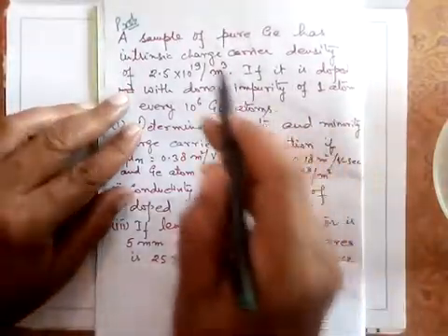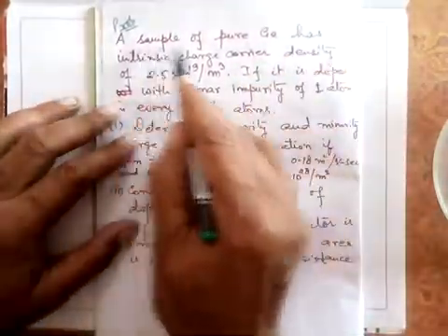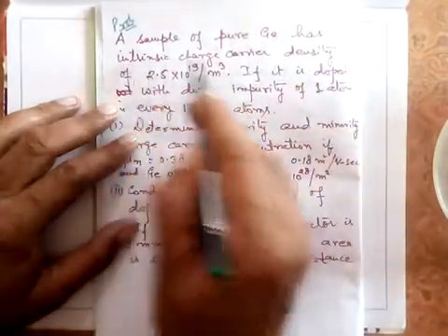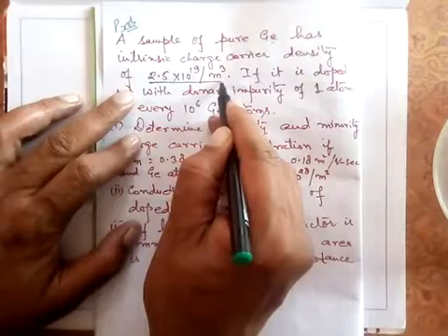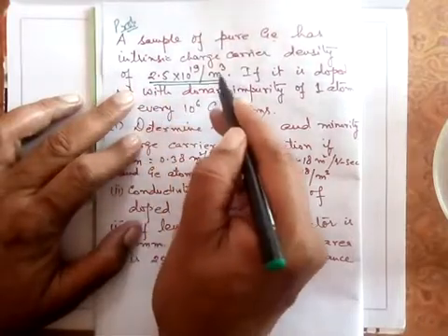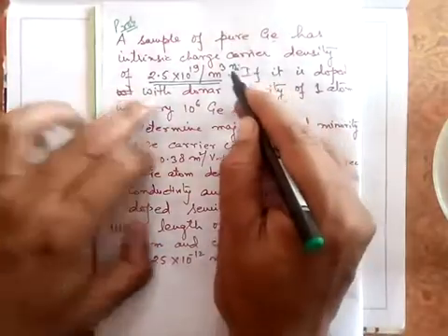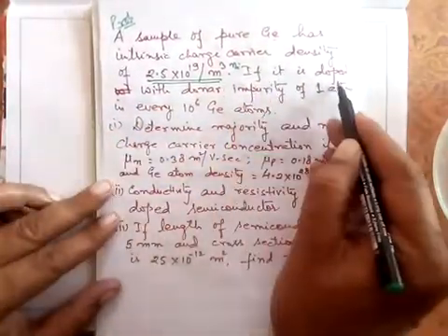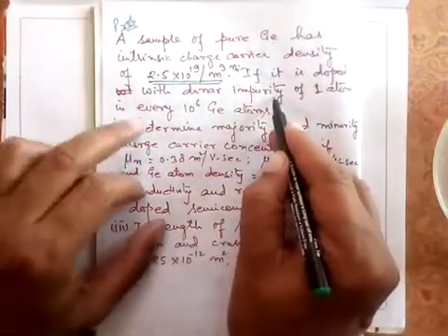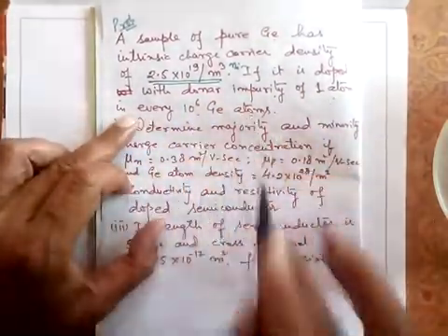The problem says, I've done this type of problem with you. A sample of pure germanium has intrinsic charge carrier density, this is the intrinsic charge carrier density, Ni. If it is doped with a donor impurity of 1 atom in every 10 to the power 6 germanium atoms.